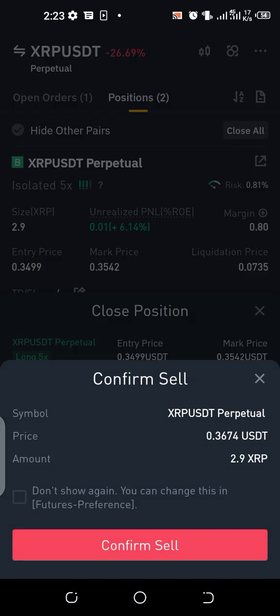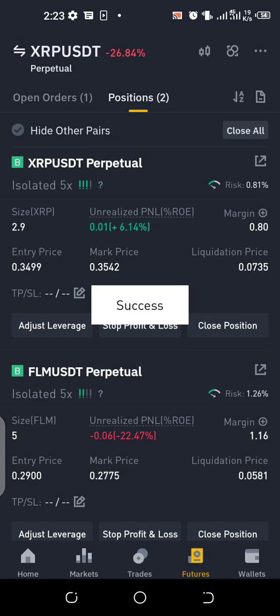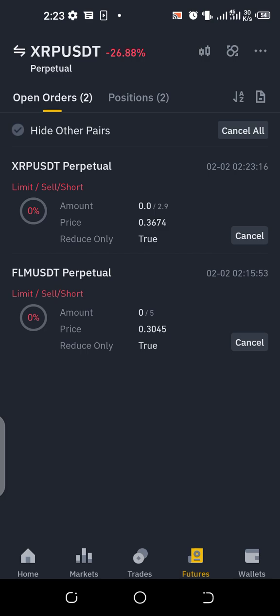And so I confirm, and the order is there. It's created. If it rises to 0.3674, even if I'm not there, it will sell. I'll come back and make my profit. And sometimes the price would have dropped again below that point. I can buy and sell again at a higher price. You see, sometimes it would have gone above that anyway.